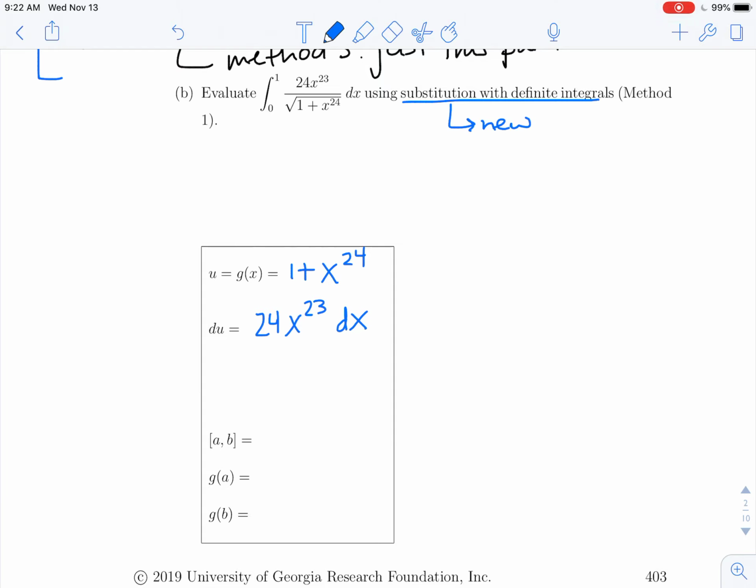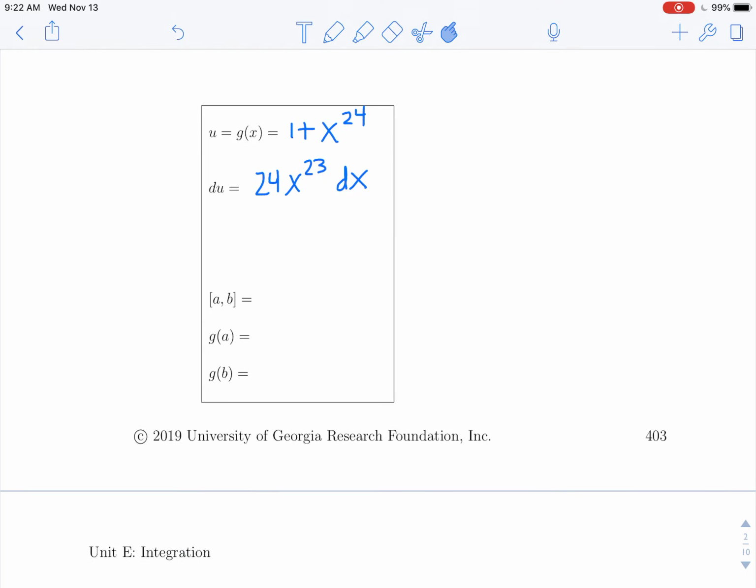Double check that you actually put that dx on your paper. I just noticed that I accidentally left one off here. It needs to be there. And then here's the different part. You need to keep track of what your inside function, so your u or your g of x or whatever, does to your limits of integration. So a, b in this example is 0, 1. So g of a is going to be what you get when you plug in 0. So here's your a, here's your b.